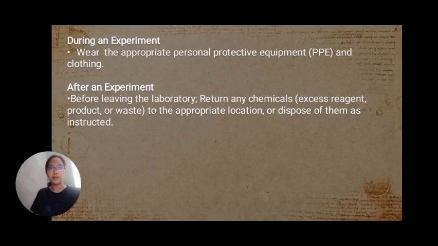During an experiment, wear the appropriate personal protective equipment, or PPE, and clothing. Chemical splash goggles are an absolute requirement in all chemists' laboratories and should be worn at all times. Laboratory aprons, coats, and gloves should be used to protect clothing and skin. Gloves must be changed as soon as they are contaminated. Contaminated gloves as well as aprons and coats must be disposed of properly.